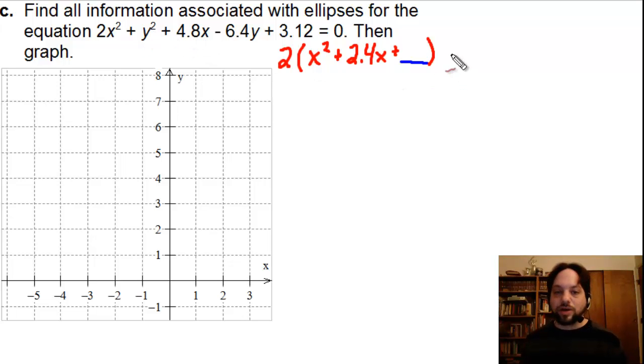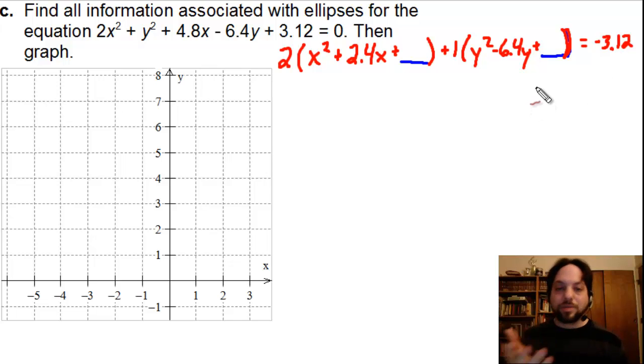As far as the y squareds, I also need to factor something out of the y squareds. Because there's nothing to factor from y squared, I'm just going to pull a 1 out, and that will leave me with this. Of course, I will need to complete this square as well, and I'll do that here in just a moment. So, what is this all going to equal? Well, if I move my constant to the other side, that would be 3.12.